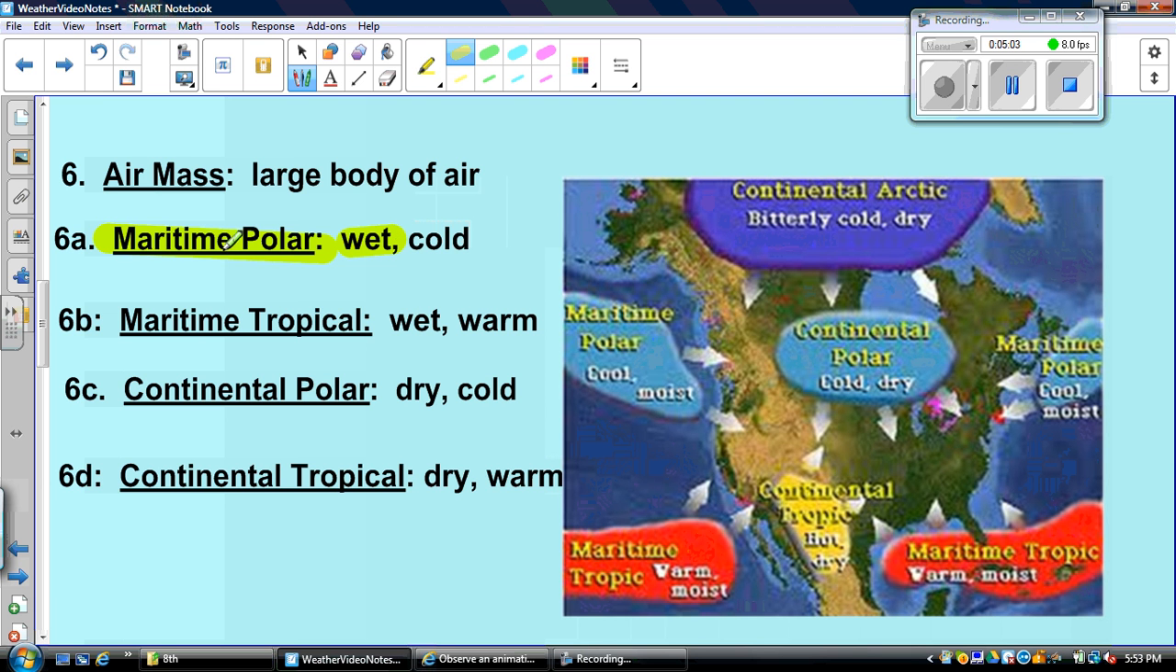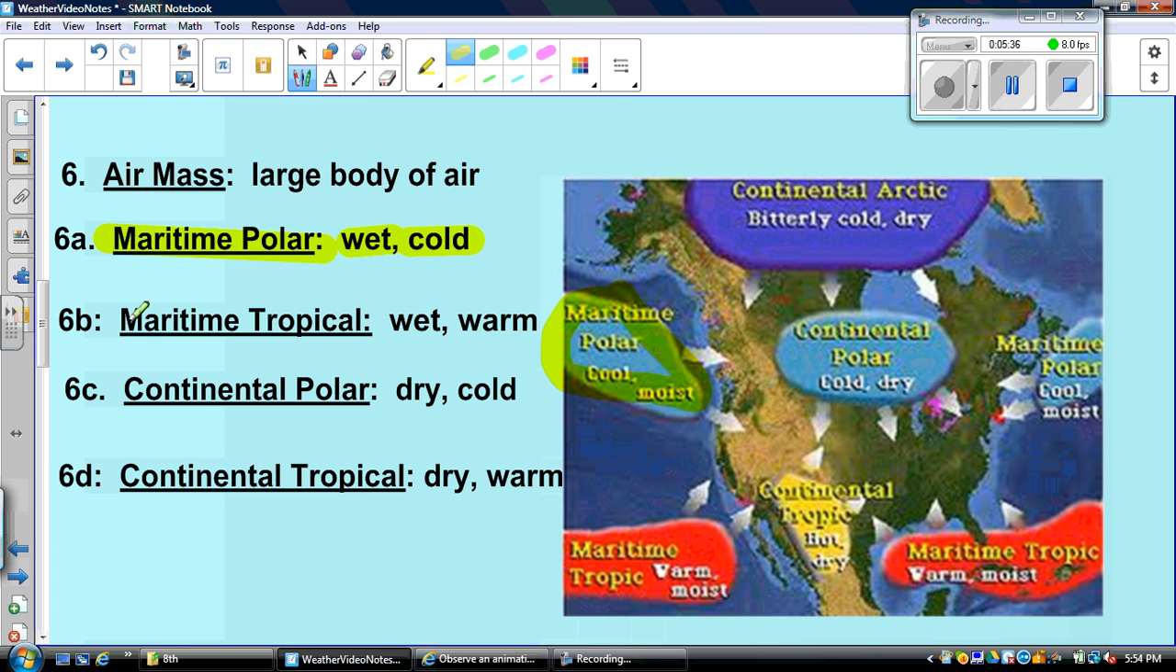So maritime means wet. Maritime polar, polar tells you the temperature of that air mass. So it's wet because it formed over the ocean, the air mass did. But it's polar, it's cold because it probably formed up north of the equator or very far south of the equator. If you look here, maritime polar on the Pacific coast right here, that's why the Pacific Ocean up north is very cold. Okay, it's getting that wet, cold weather. That's why their beaches are not as fun to go to.